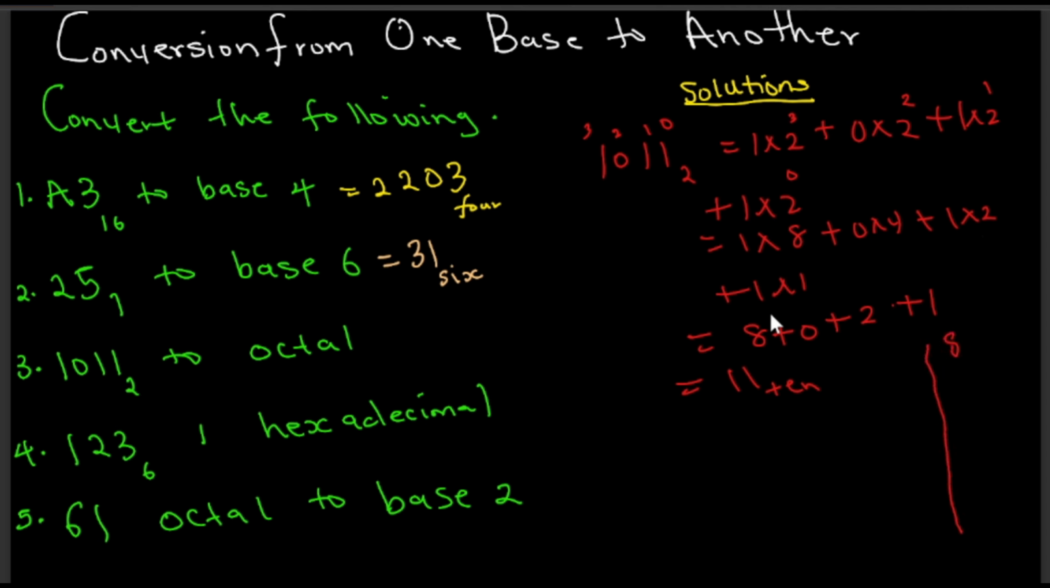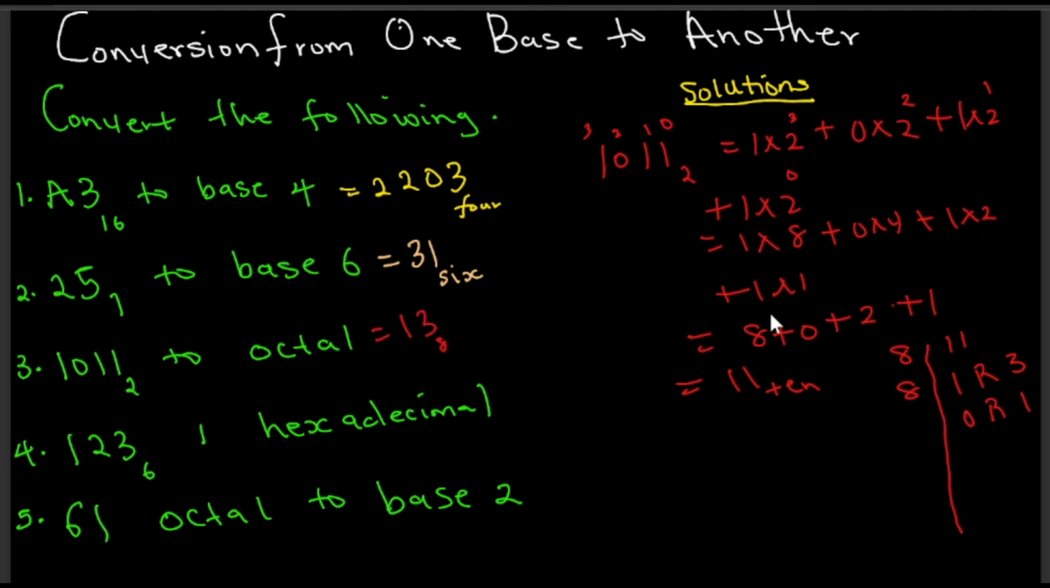So 11 here and 8. 11 divided by 8 is 1, remainder 3. And 1 divided by 8 is 0, remainder 1. So from bottom to top, we have 13 base 8.